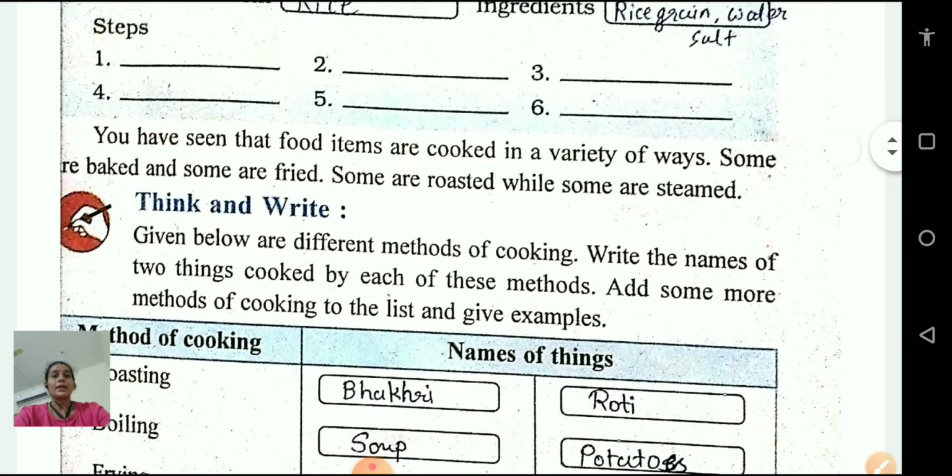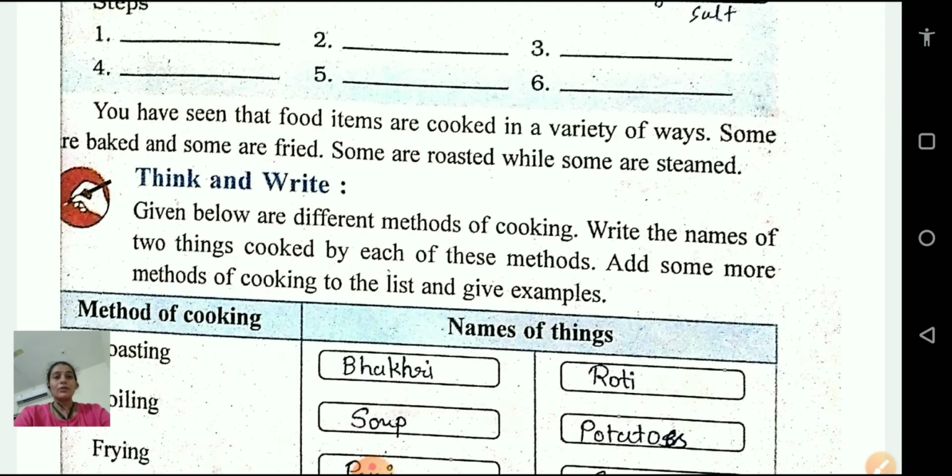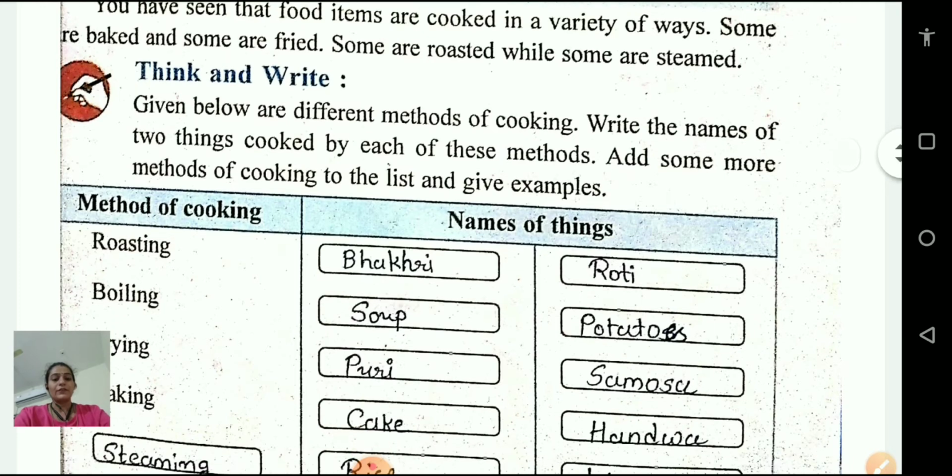Okay? Think and write. Given below are different methods of cooking. Write the names of 2 things cooked by each of these methods. And add some more methods of cooking to the list and give examples. The first method of cooking is roasting. So papad, corn, bhakri, roti are the things that can be cooked by roasting.